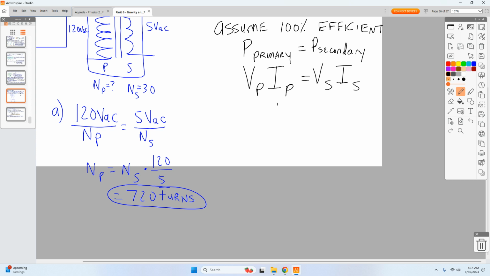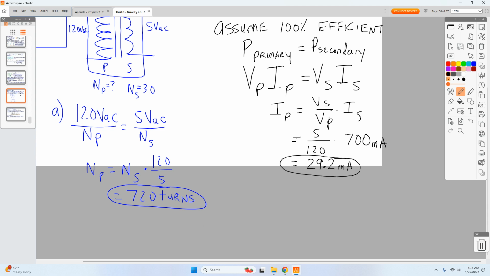So solve that for I_P. Just the ratio of V_S to V_P multiplied by I in the secondary. So this would be 5 over 120 multiplied by I in the secondary, they said was 700 milliamps. So that would give me a current on the primary side of 29.2 milliamps. Okay.